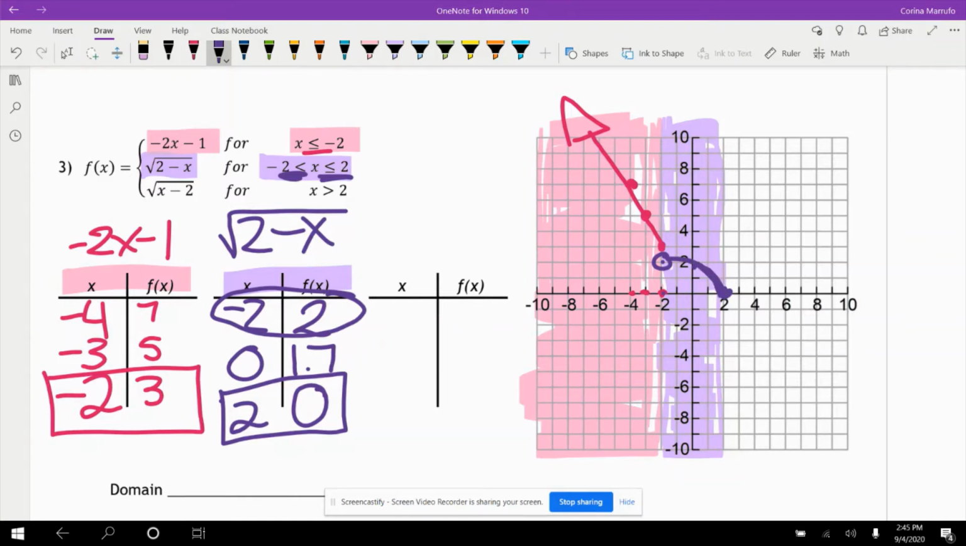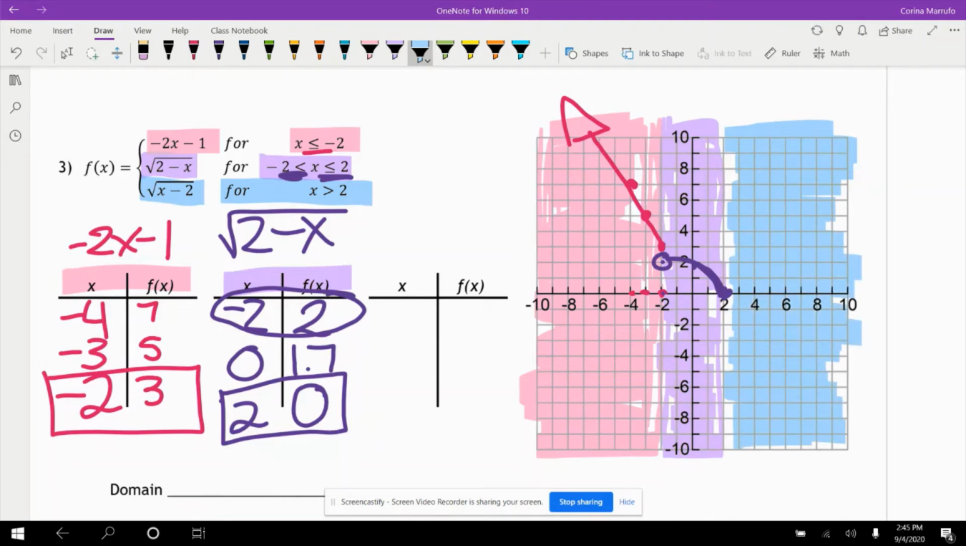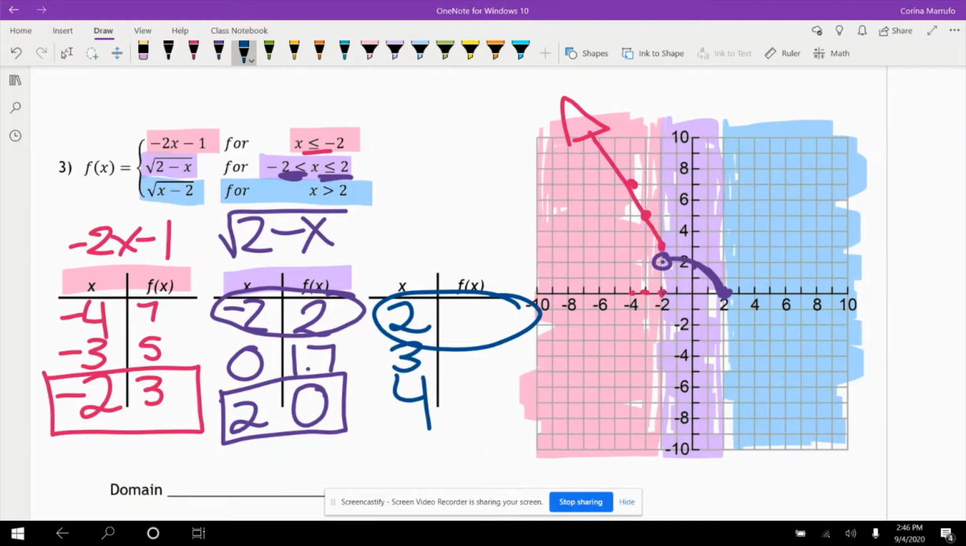Right, the last section of your graph. Here we have the square root of x minus 2 for x is greater than 2. So here I'm going to go ahead and shade everything from 2 and on. This is where my next section of my graph would go. And then it should be greater than 2, not equal to 2. So whatever's at 2 is going to be an open circle. And then I pick a few points past 2, so 2, 3, and 4.